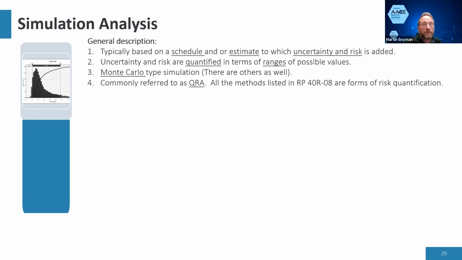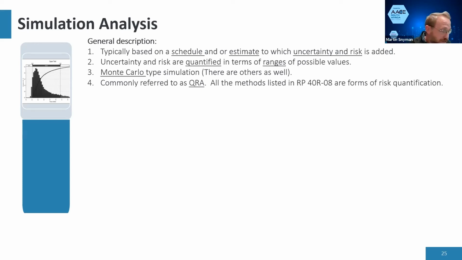So the uncertainty of your risks are quantified in terms of ranges of possible values. And that's typically where the big pitfall comes. And remember also the probability of the risk needs to be quantified. So you then enter it in some kind of a model and you run a Monte Carlo type simulation. Monte Carlo is just one of the ways of running these simulations. There's many others. So that's why I said Monte Carlo type.